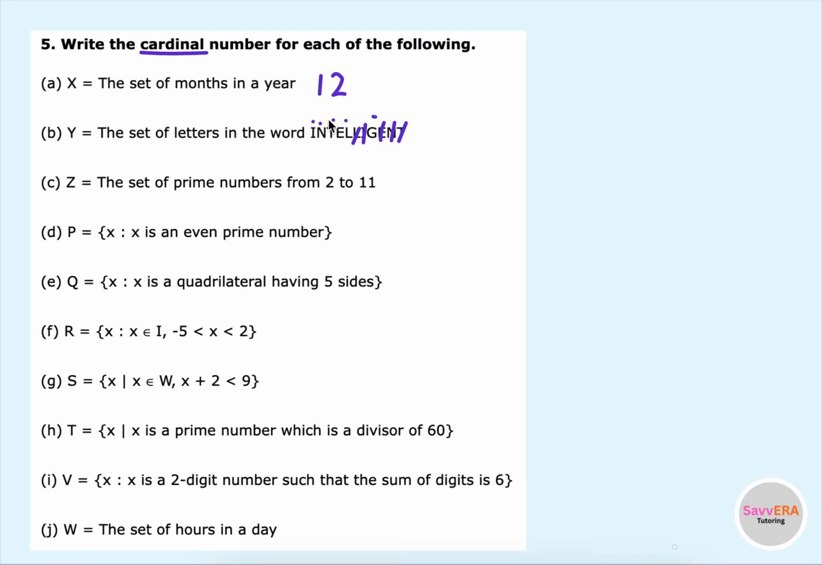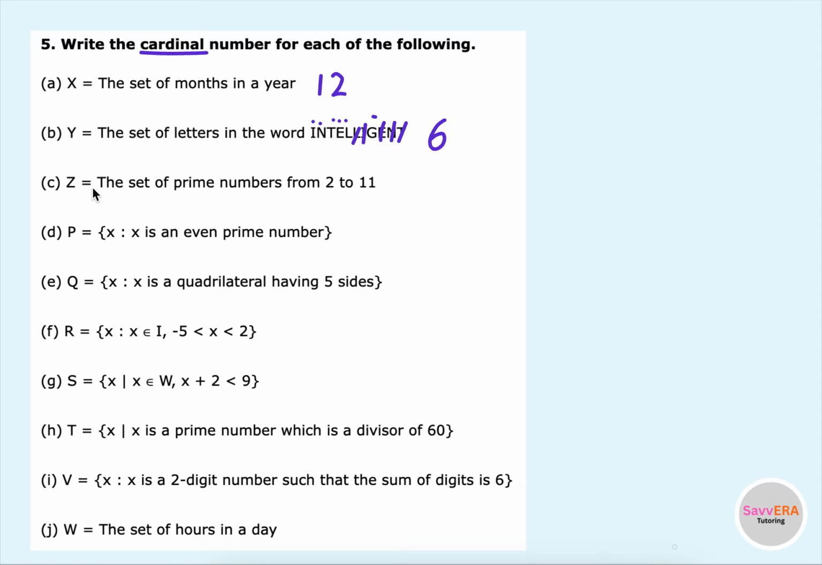So that is 1, 2, 3, 4, 5. 1, 2, 3, 4, 5, 6. Sorry, what am I missing? I, N, T, E, L, G. So that's 6. So therefore it's 6.